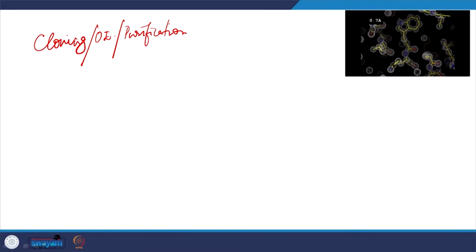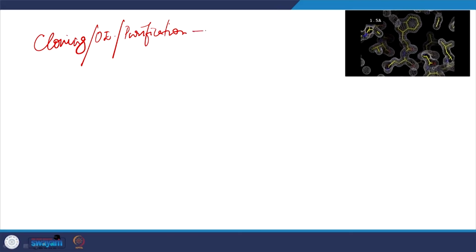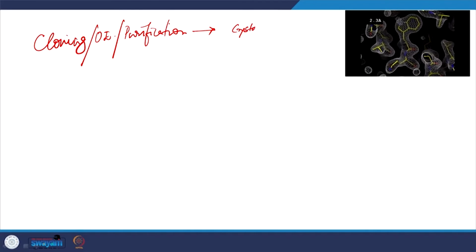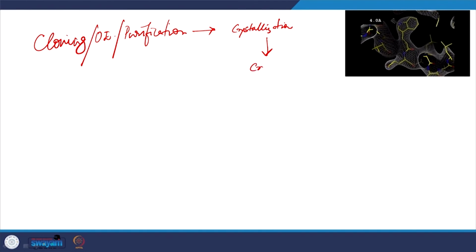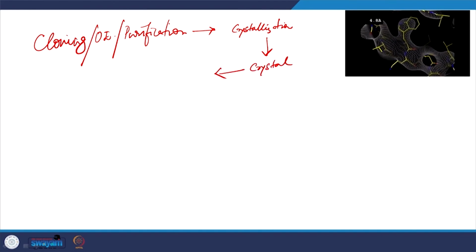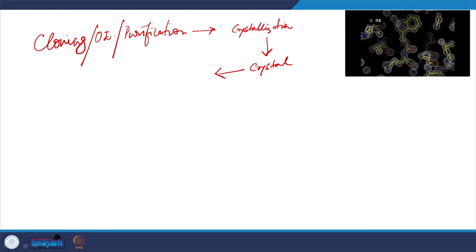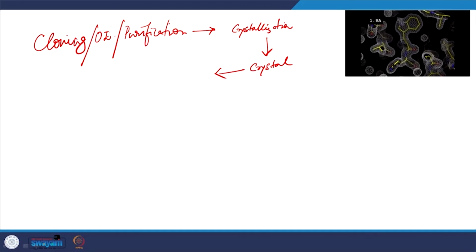So, in summary, we have talked about cloning, overexpression, and purification of the protein. From there we did crystallization, and from there we got crystals. We have talked about instrumentation and all. I will start the next module by discussing it in detail.